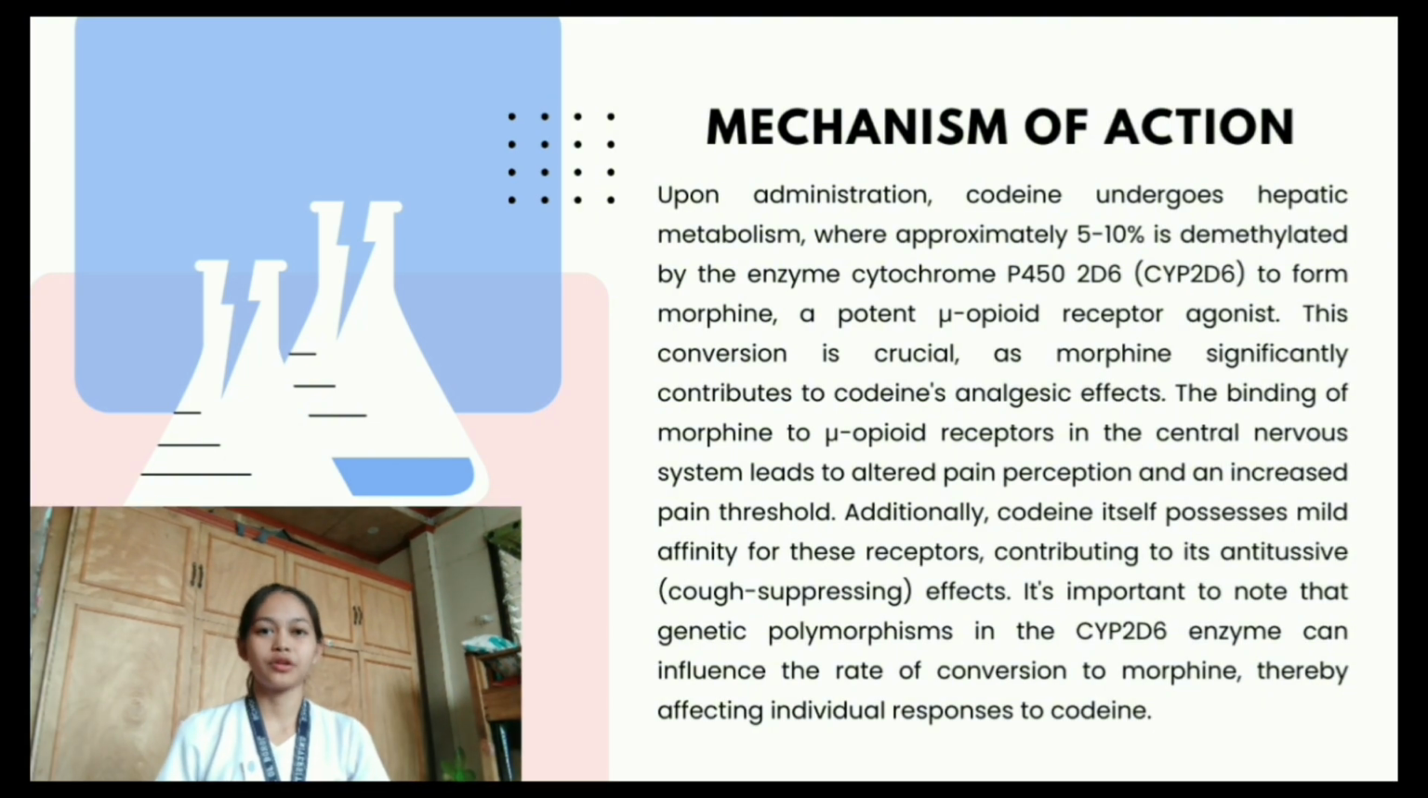Then for the antitussive, or cough suppressing, effect, codeine itself has mild affinity for opioid receptors, which contributes to its ability to suppress cough. This is why codeine is often used in cough syrups for persistent dry cough.